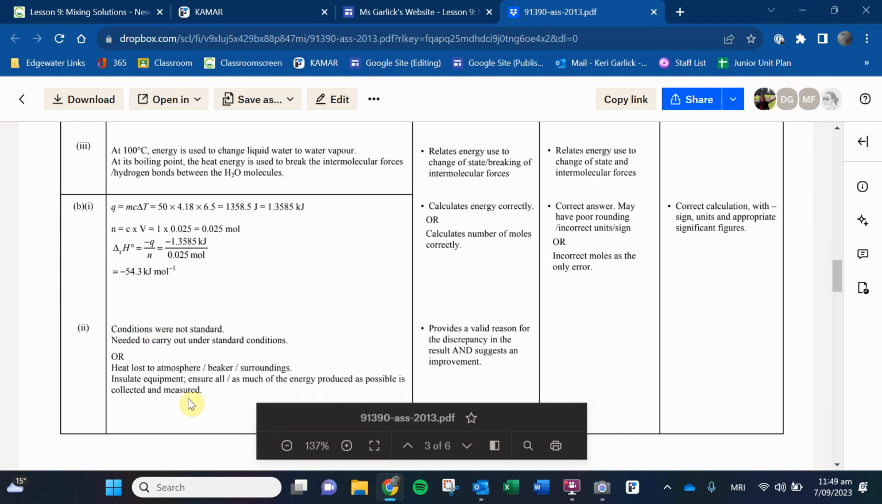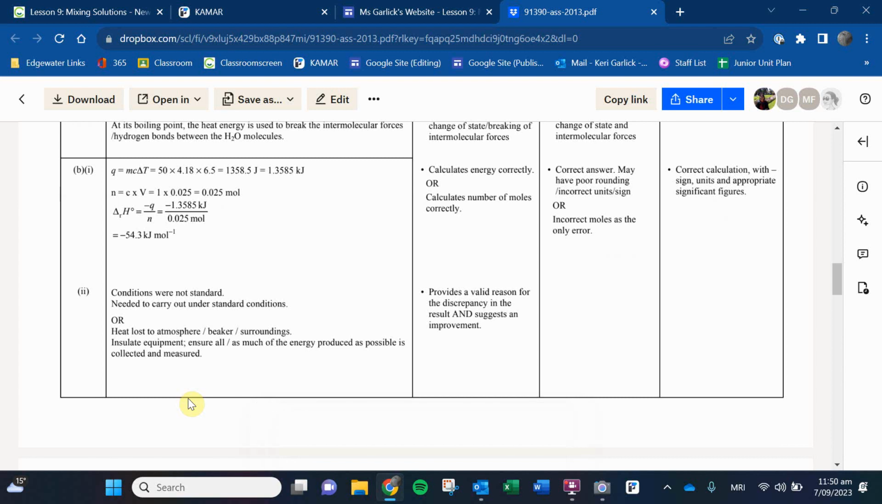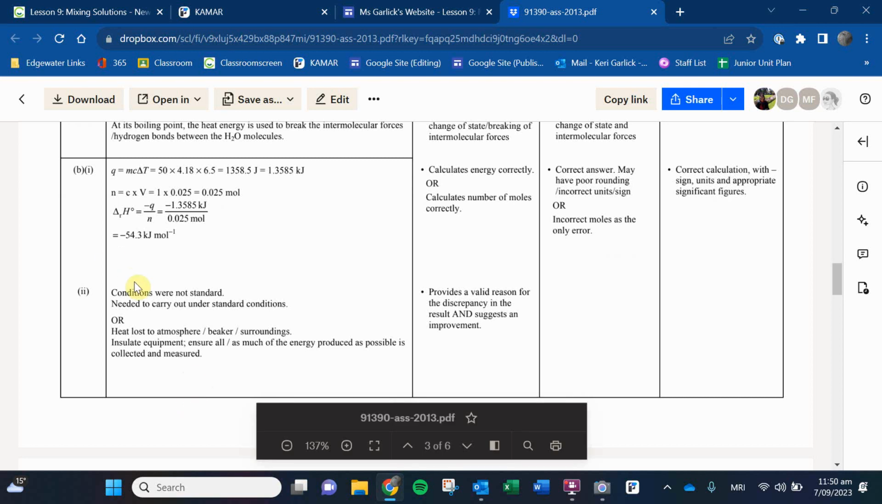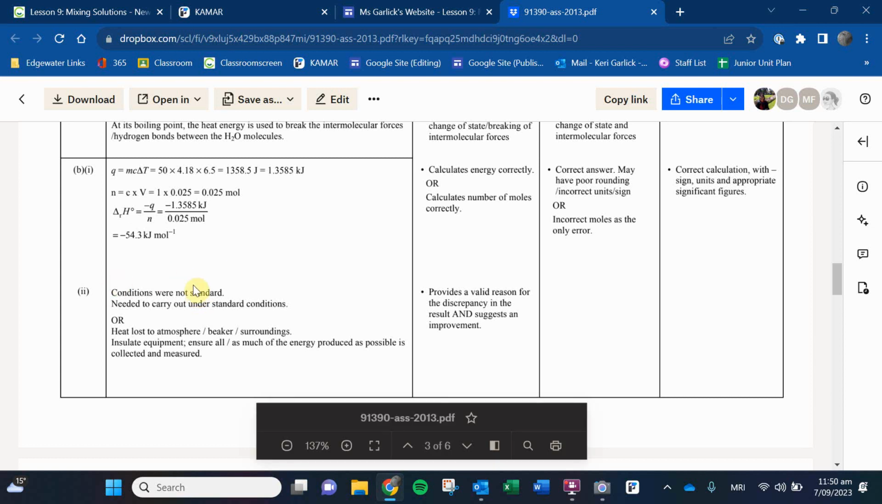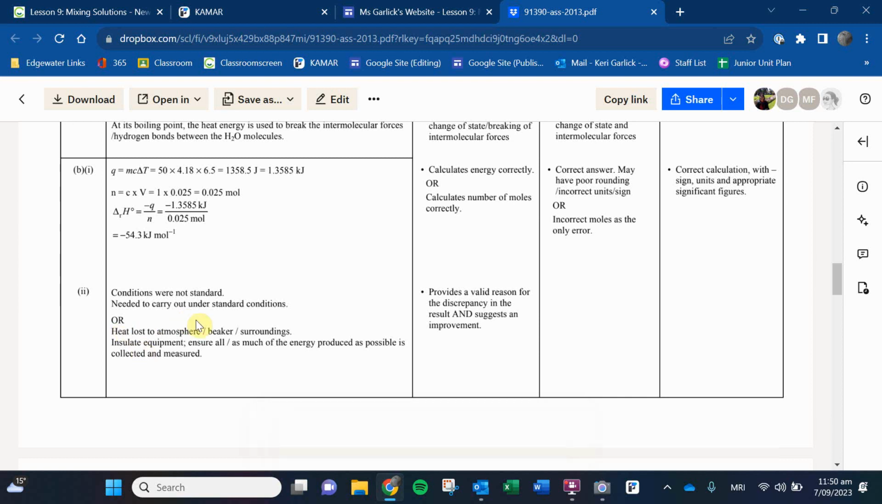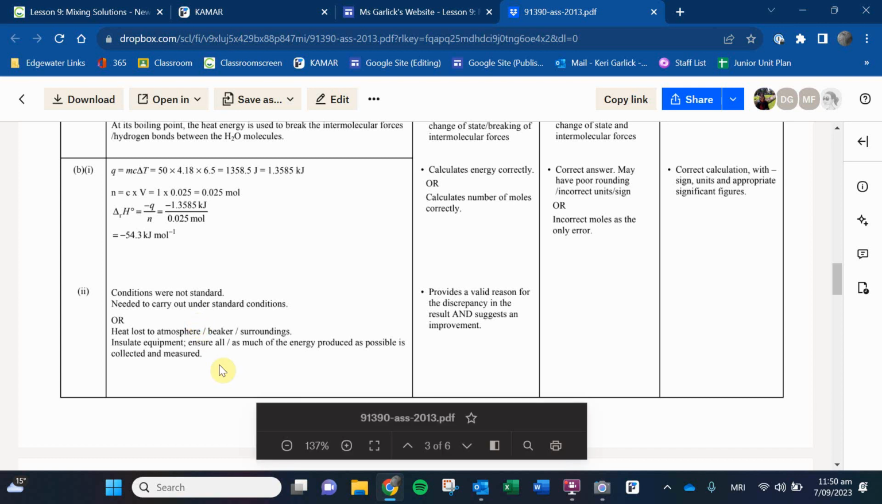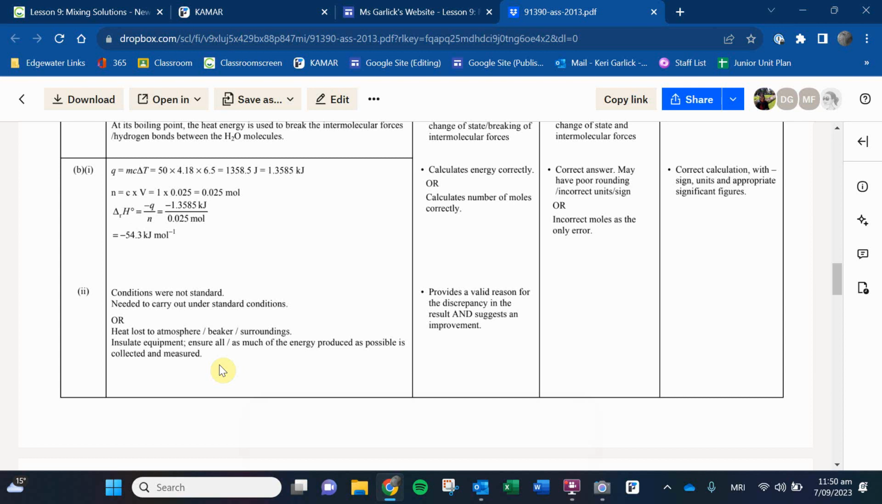This is the second part here, which is part 2. I didn't write any answers down because I figured you guys have already covered it in our last lesson when we were doing the heating of a solution. So conditions weren't at standard, so 1 atmosphere pressure, 25 degrees Celsius. That would be one kind of reason why there's a discrepancy. Or you talked about how it was lost to the environment or the beaker or the atmosphere, the surroundings. Basically, it wasn't transferred to the water, this heat energy. Or you need to talk about how you should insulate the equipment so that the heat does get transferred to the water and not to something else.